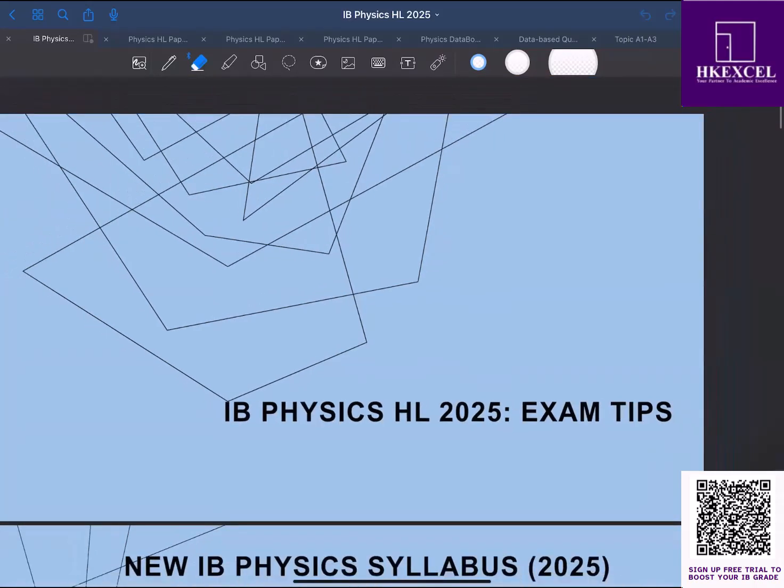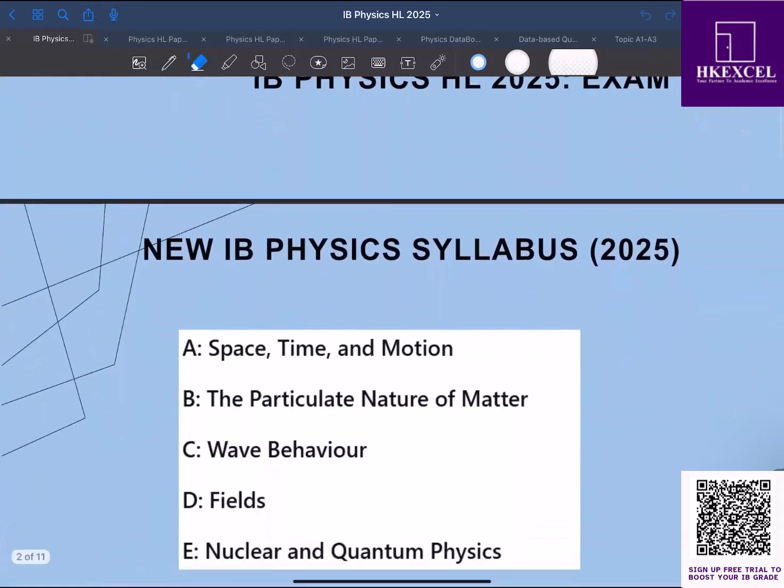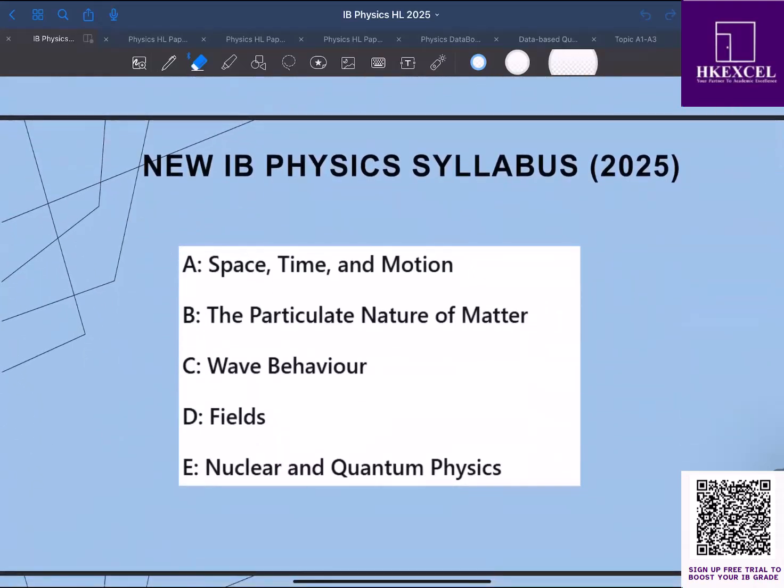But first, let's quickly recap the 5 main topic areas for Physics HL. So the first one is space, time, and motion. Second one is the particulate nature of matter. Third one is wave behavior. Fourth one is fields. And the fifth one is nuclear and quantum physics.